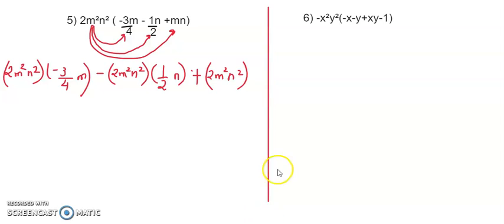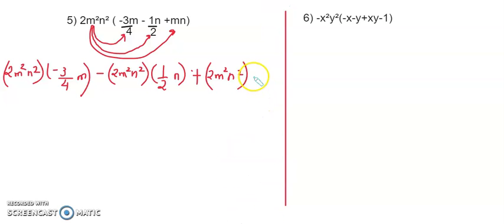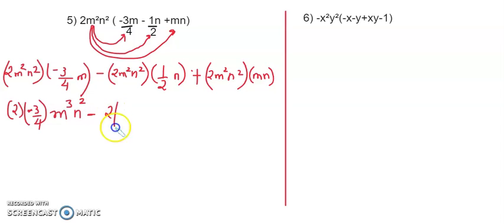Okay, let me shift the line a little bit there. Clear? Now this 2 and this 3 by 4 have to be multiplied. So 2 into minus 3 by 4, which will be multiplying now. M square and m will be m cube and n square. Minus 2 and half has to be multiplied. Let's keep it like this. Okay, m into nothing is there, so m square, n square and n will be n cube. Plus, there are no other numbers, so 2 m square into m is m cube, n square into n is n cube.